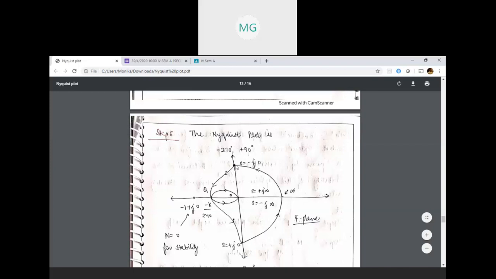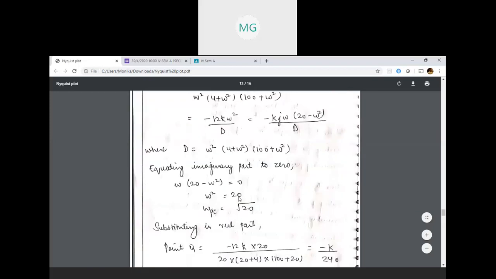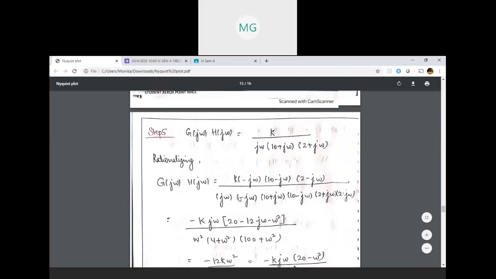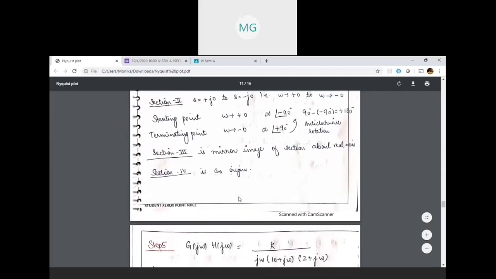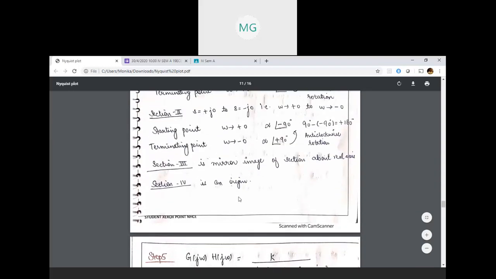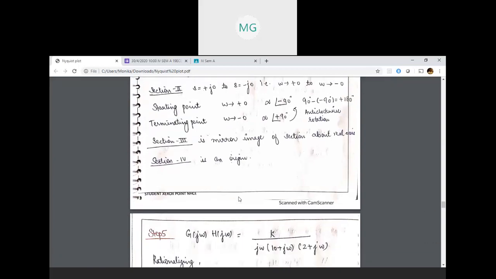Why? Because the starting point is this and the terminating point is, that's all. As I told you, the last point will be ignored in all the questions because it does not affect your Nyquist plot. So section 4th is an origin, so you can just ignore it.